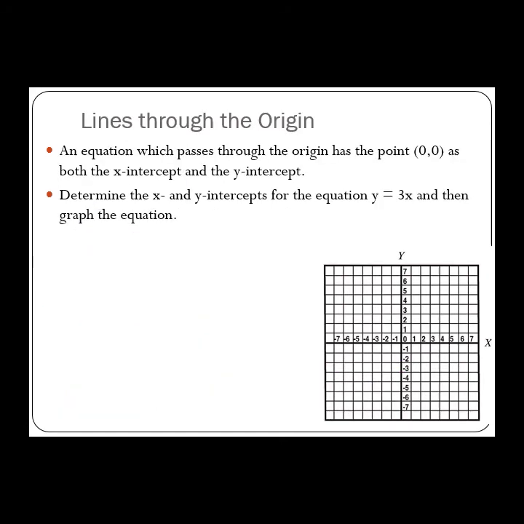Sometimes you'll have a line that actually goes through the origin, through (0, 0), and in which case finding the intercepts isn't super helpful. So I'll give you an example. If I go to do my work, x-intercept, y-intercept, set y equal to 0, set x equal to 0.